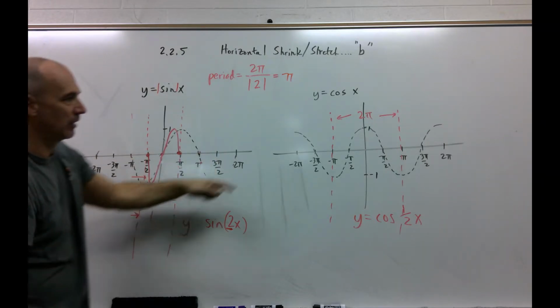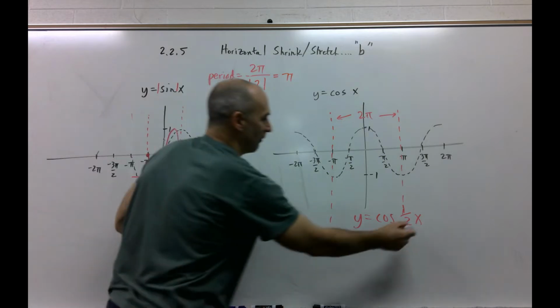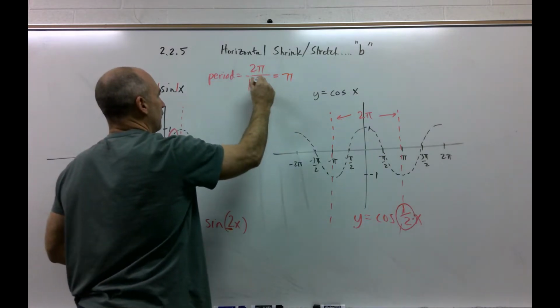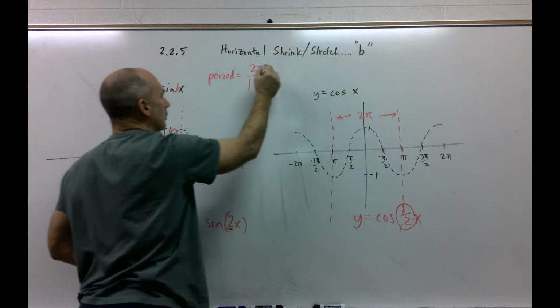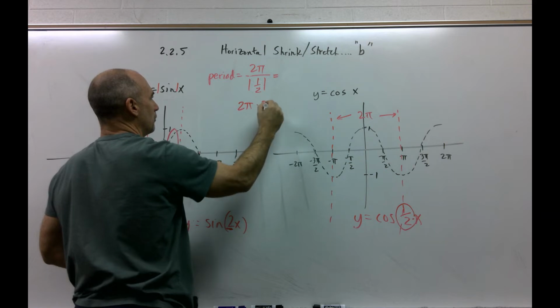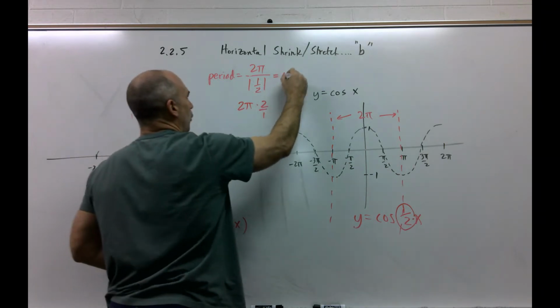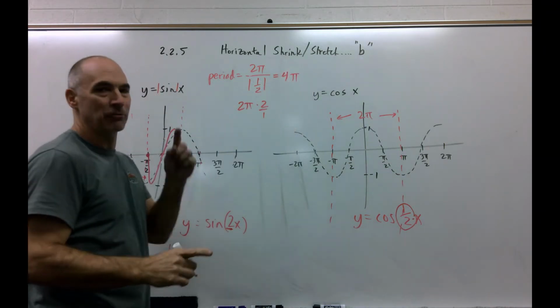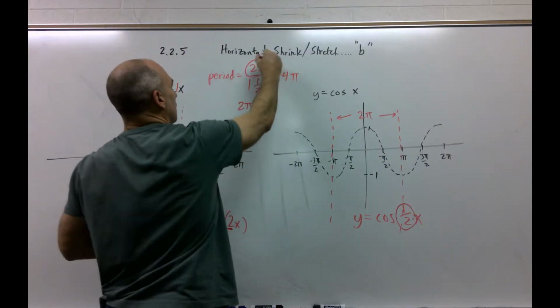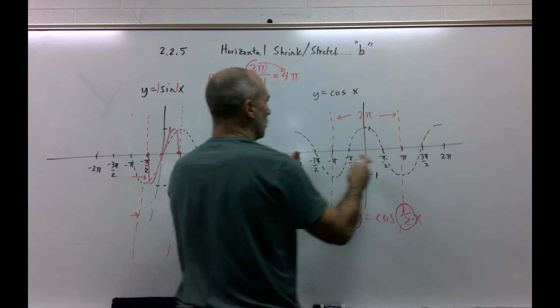Okay, let's move to this one. We have a fraction. Well, if I said, okay, we got to put the fraction in there, what do you do when you divide by a fraction? You multiply by the reciprocal, which is now 4 pi. Notice it's kind of ironic. We're dividing by a fraction, but this gets bigger. That means it's going to be horizontally stretched.